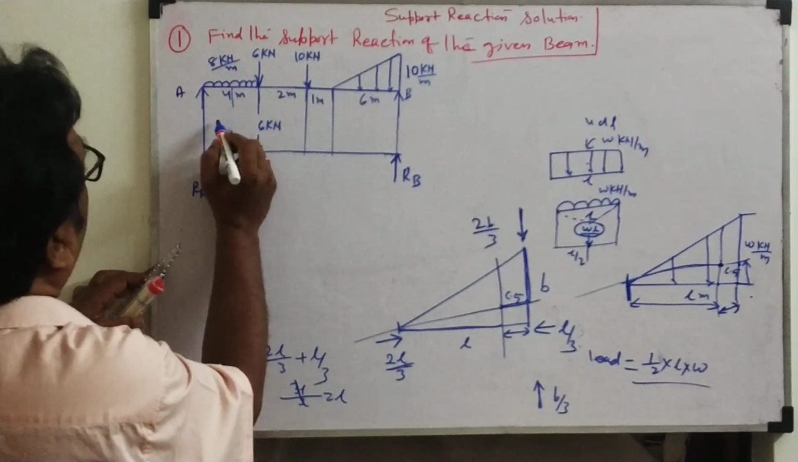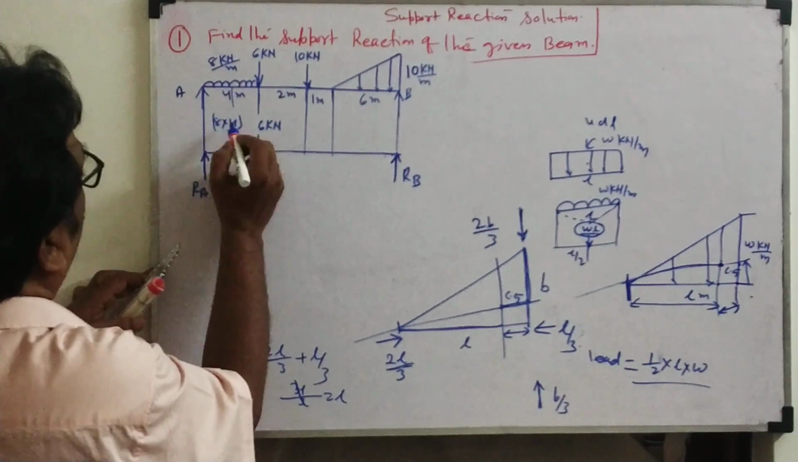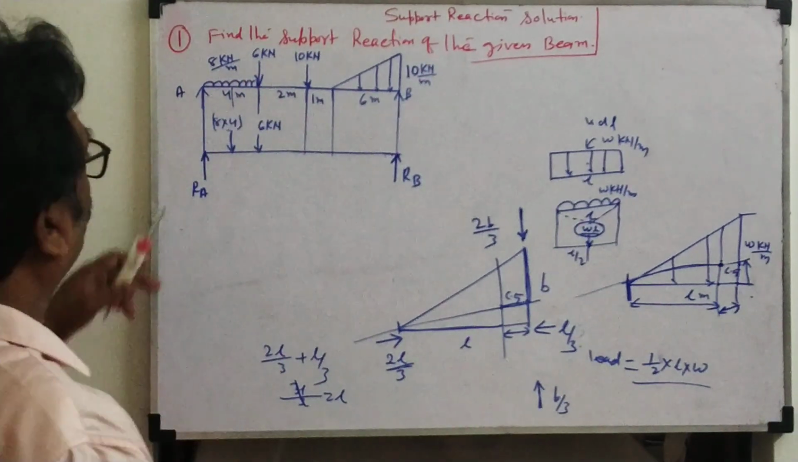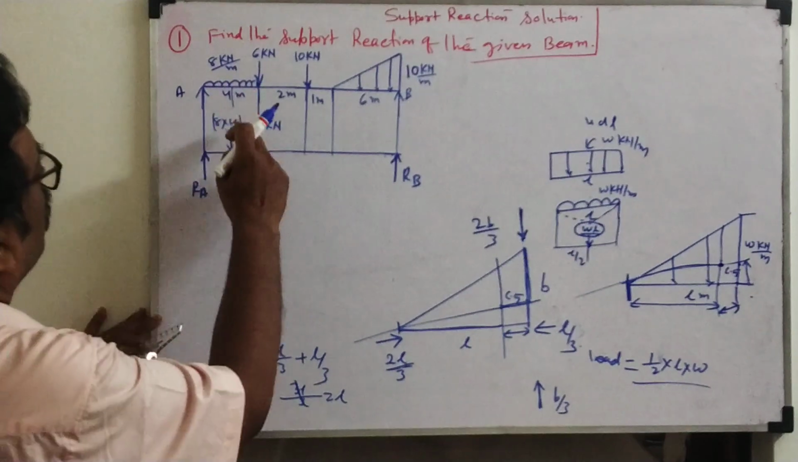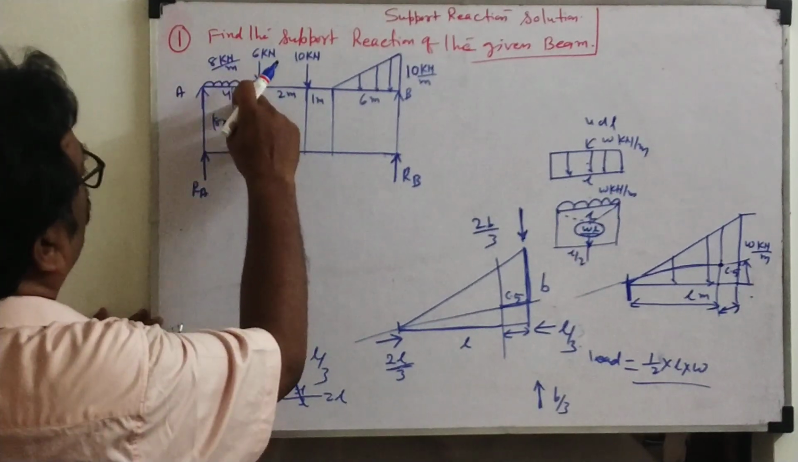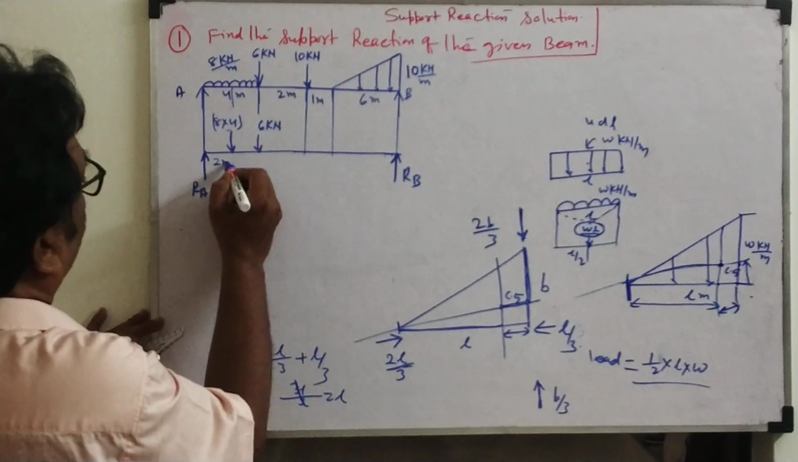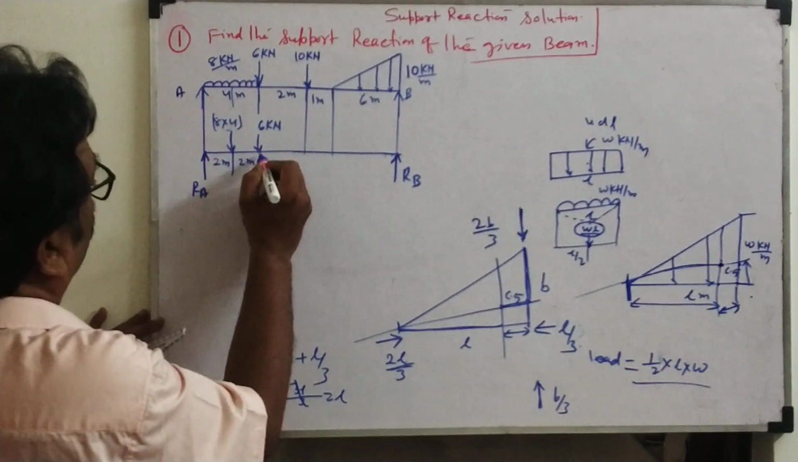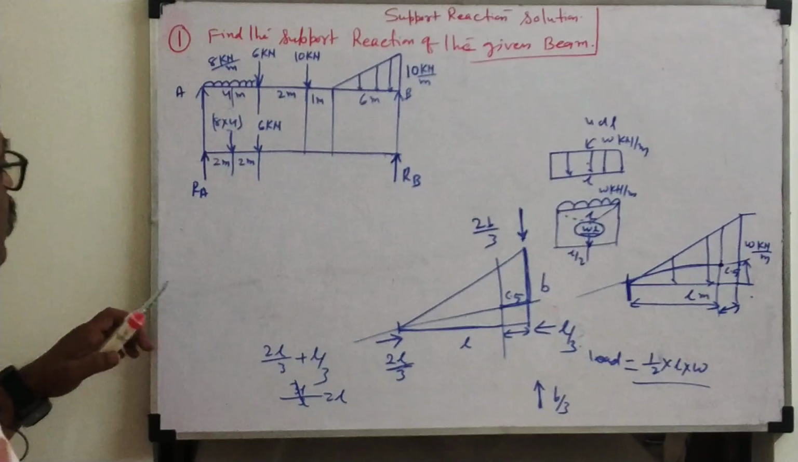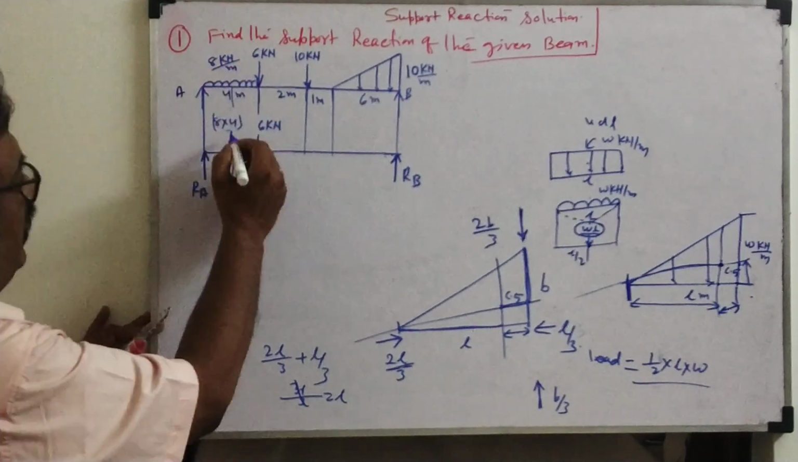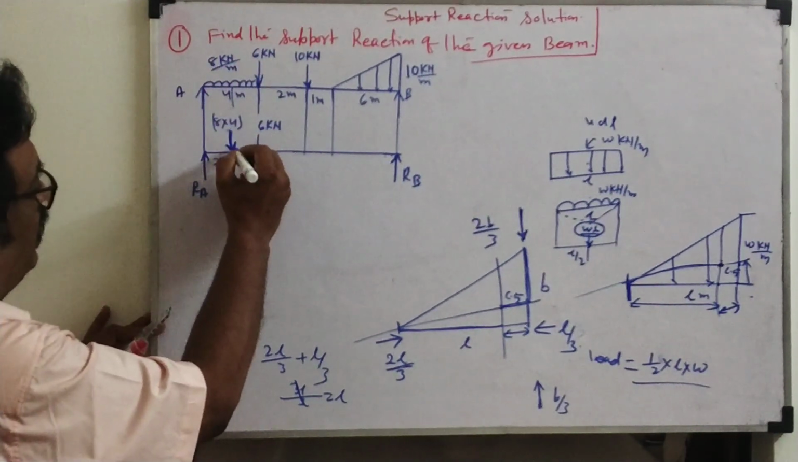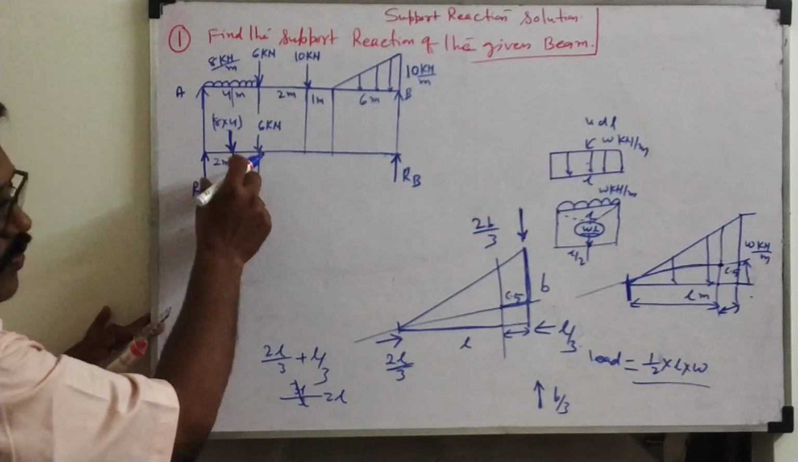That means 8 into 4. What is this one? Load. 8 into 4 will come in kilonewton. Kilonewton per meter into meter will get cancelled. So 8 into 4 kilonewton. This length is 2 meter. So what do we observe here? Once you convert the UDL load diagram, that load is acting in the middle, at the center of gravity point.